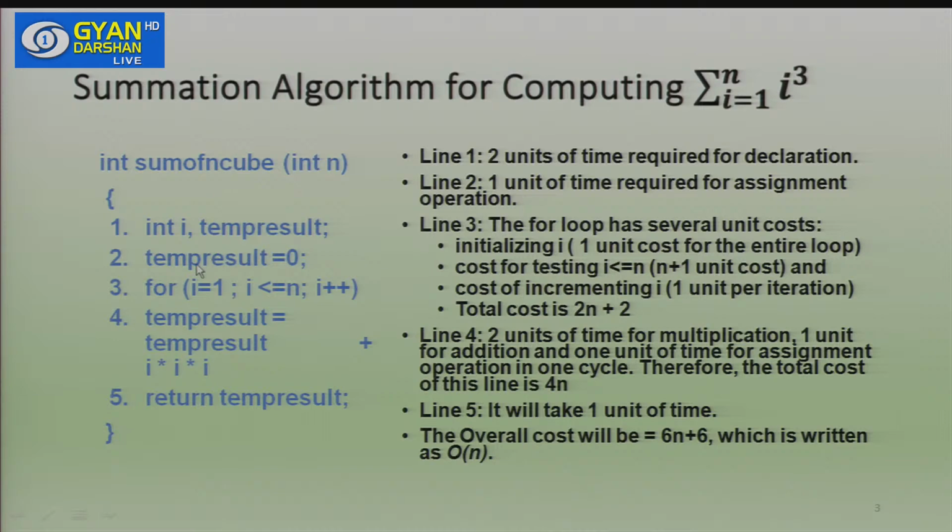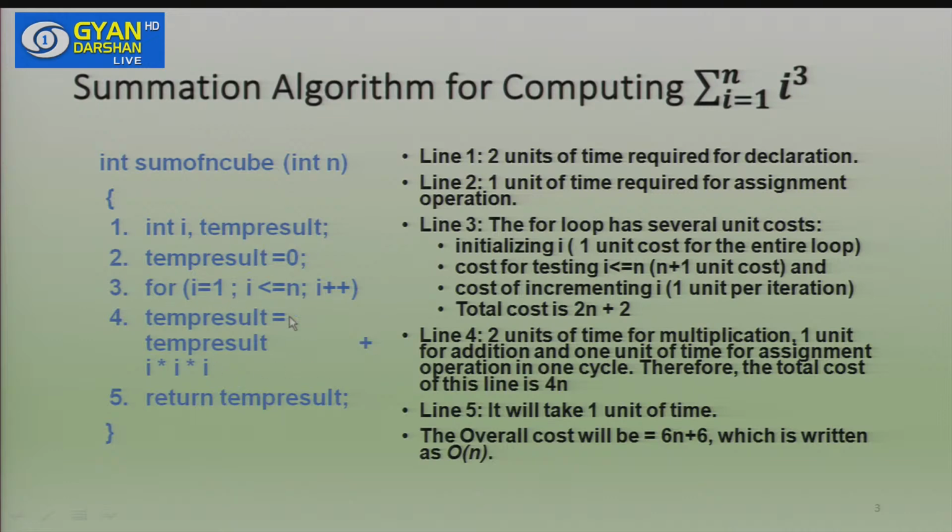So, from 1 to n. What basically we are starting with, we are declaring two values, then temporary result, and we start with 0 as the temporary result. Next step, we have a for loop, because the value of i goes from 1 till n, right?